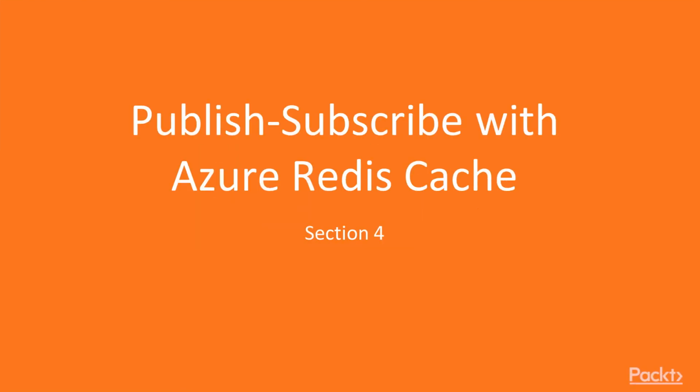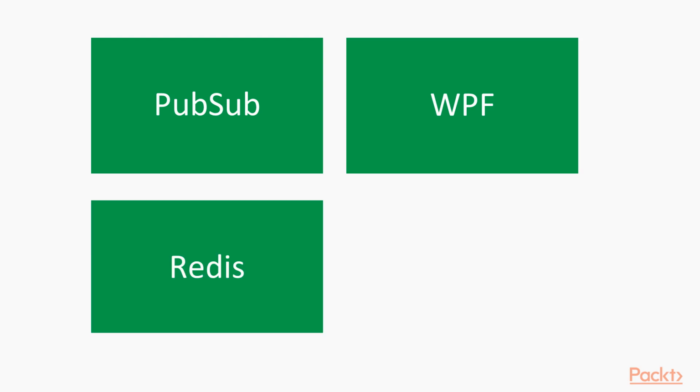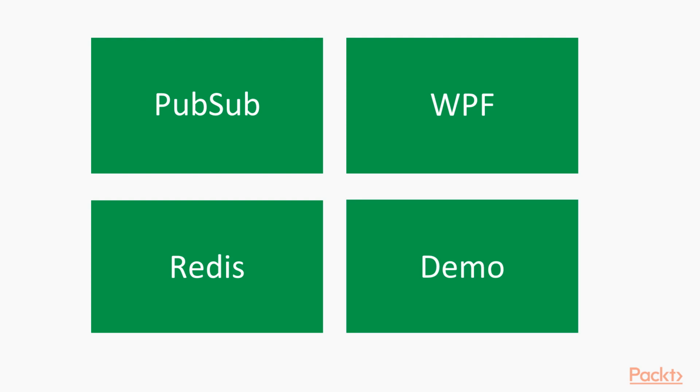Hi, and welcome to the fourth section of this course, Publish Subscribe with Azure Redis Cache. In this section, we will try to understand what Publish Subscribe pattern is. We will try to utilize the same pattern in the WPF application. We will see how Redis protocol can be utilized to perform the Publish Subscribe activities in a demonstration that we have prepared in this section.